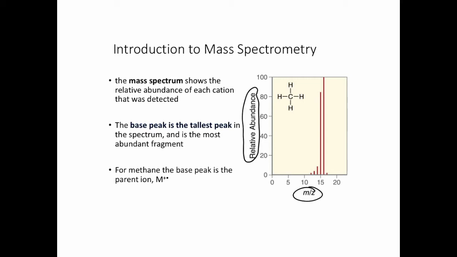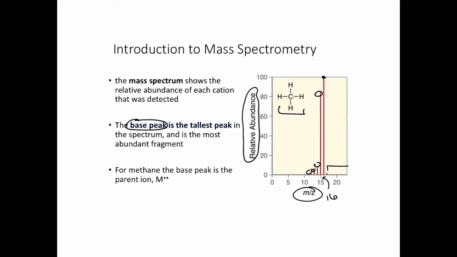There are a couple terms that we use. One is the base peak. The base peak is defined as the tallest peak in the spectrum. Therefore, it's the most abundant fragment. Here we see that the base peak is at a value of 16, which is the mass of methane. So in this case, the base peak is also the molecular ion peak. These other peaks shown here would be fragments.